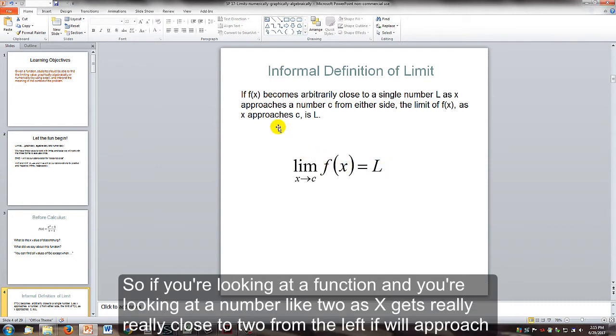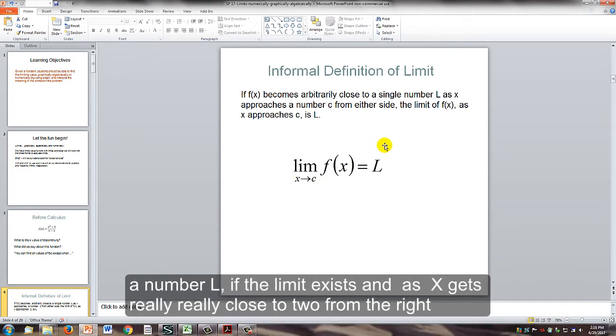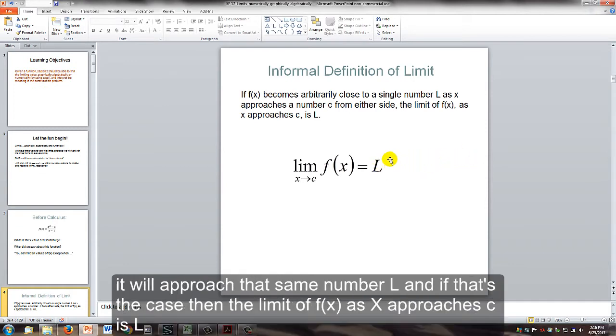So if you're looking at a function and you're looking at a number like 2, as x gets really, really close to 2 from the left, it'll approach a number L if the limit exists, and if x gets really, really close to 2 from the right, it'll approach that same number L. And if that's the case, then the limit of f of x as x approaches c is L.